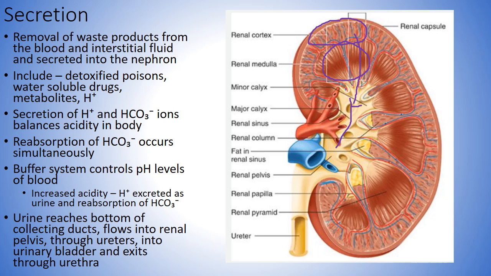Once inside the calyx, the fluid, which is urine, will drain into the ureter and down into the urinary bladder. Again, this happens once reabsorption occurs. Reabsorption is very, very important, only because our kidneys will reabsorb water and ions. The rest is waste. And what's found in our urine? Well, detoxified poisons, water-soluble drugs, metabolites, hydrogen ions, any other material that's not needed by the body.